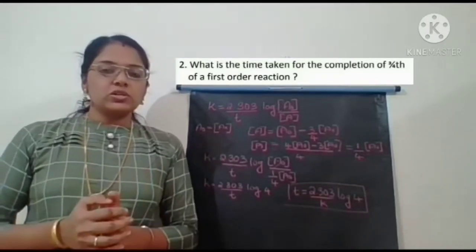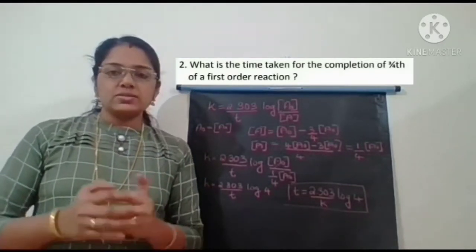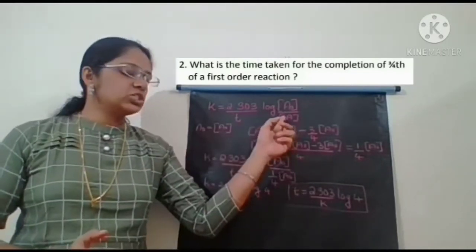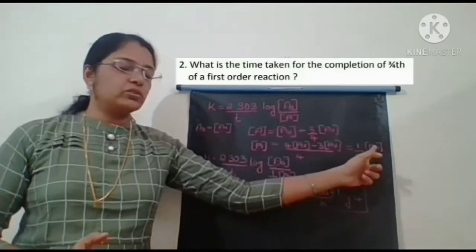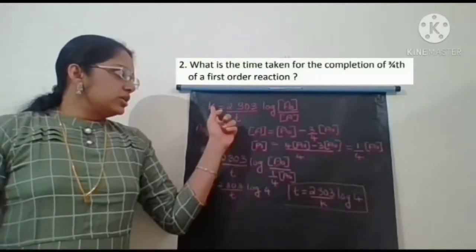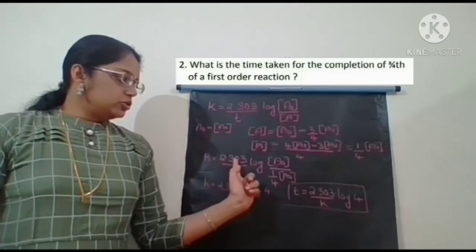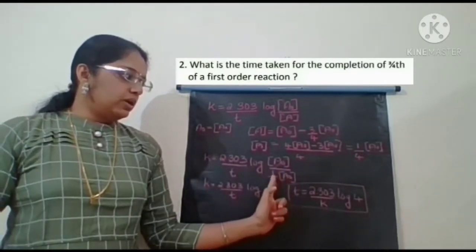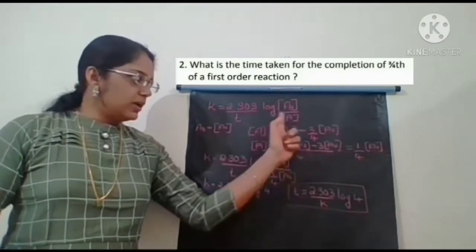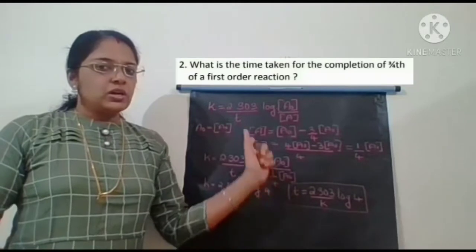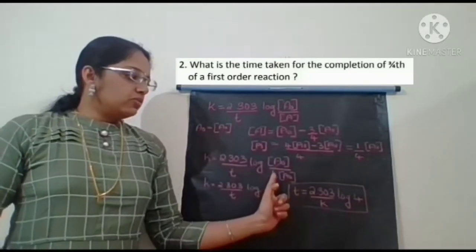So if the initial concentration is taken as 1, 3/4 completed means the rest will be 1/4. So the final concentration left will be 1/4 of the initial concentration. So we can substitute in the rate equation, that is K = 2.303/t × log(A₀/(1/4 A₀)). That is, the final concentration, the concentration left, is only 1/4 of A₀.